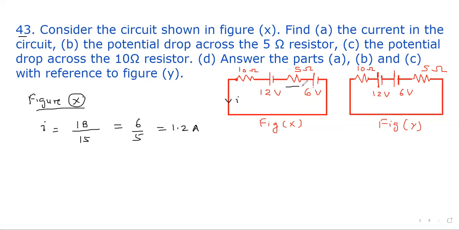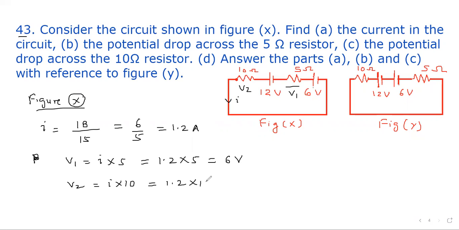Now, if we find the PD across this, suppose this is V1 and this is V2. So let's find V1. V1 will be equal to I times 5, so I is 1.2 into 5, that is 6 volt. And V2, the PD across this, will be I times 10, so this will be equal to 1.2 into 10, that is 12 volt.